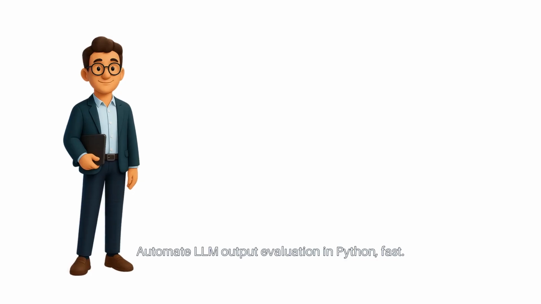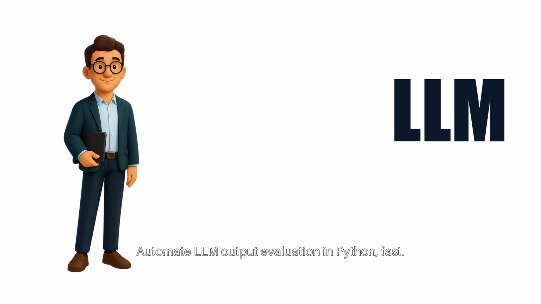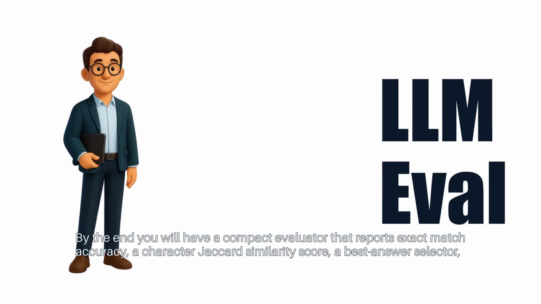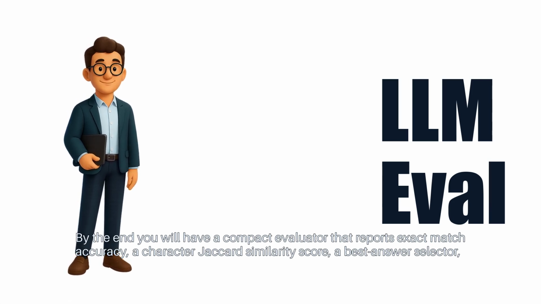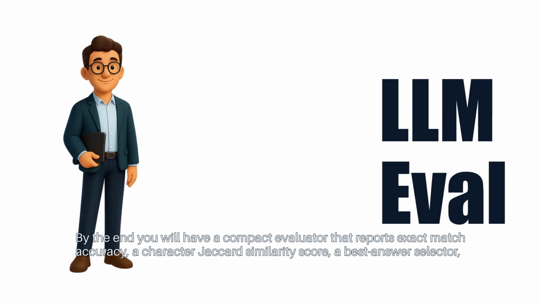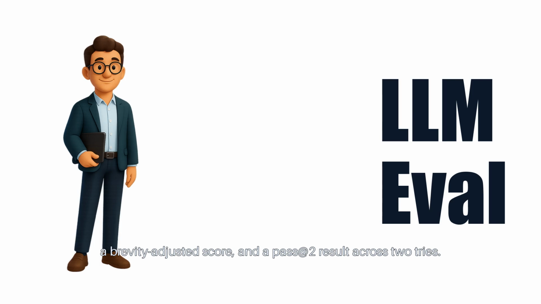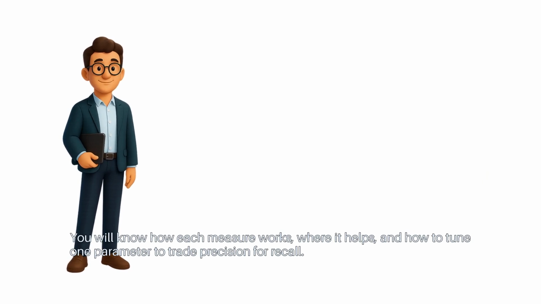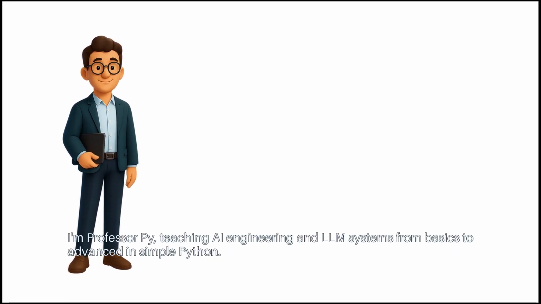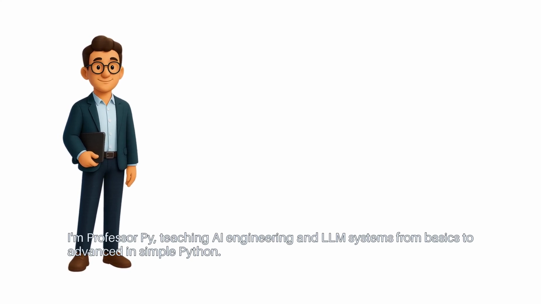Automate LLM output evaluation in Python fast. By the end, you will have a compact evaluator that reports exact match accuracy, a character Jaccard similarity score, a best answer selector, a brevity adjusted score, and a pass at 2 result across 2 tries. You will know how each measure works, where it helps, and how to tune one parameter to trade precision for recall. I'm Professor Pi, teaching AI engineering and LLM systems from basics to advanced in simple Python.